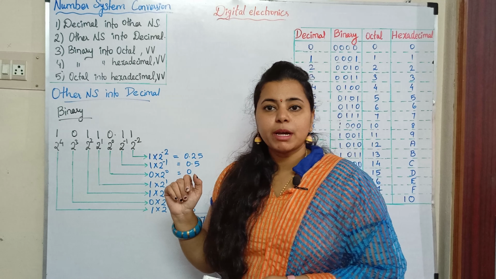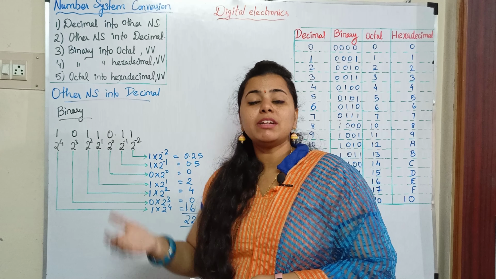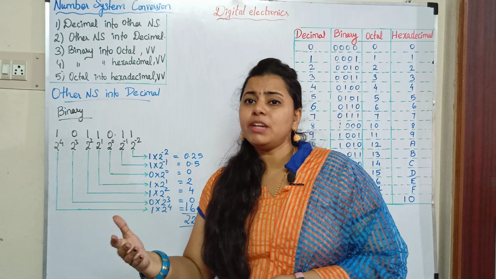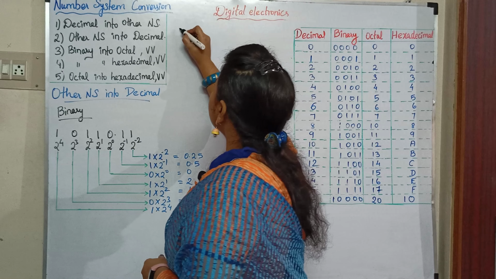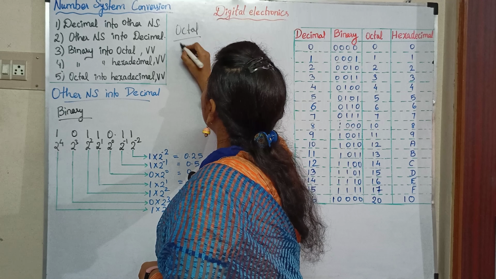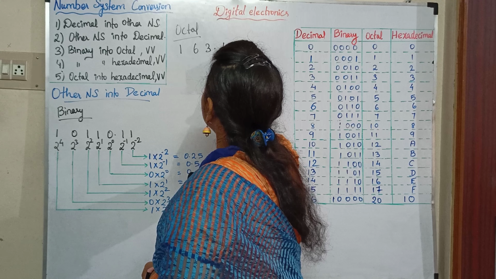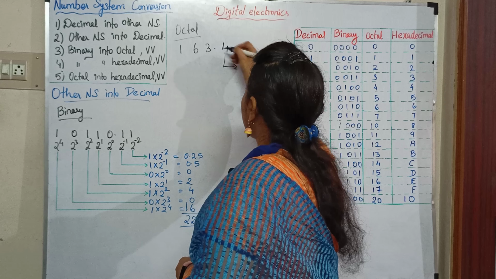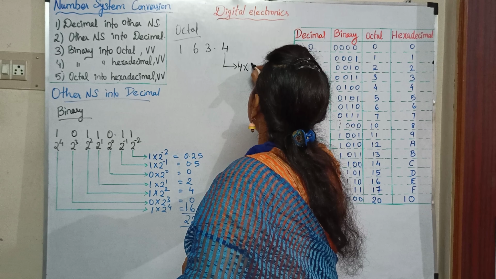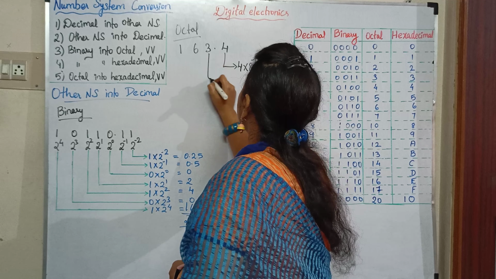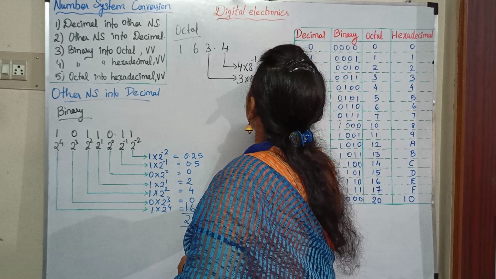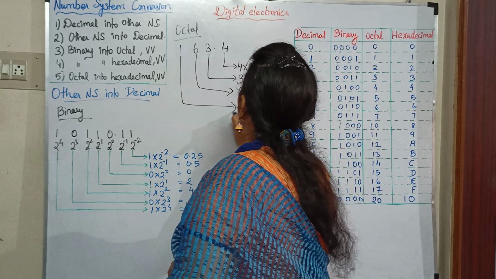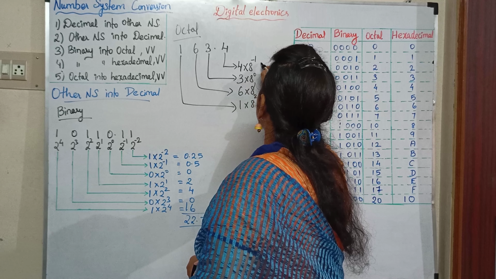This method is not only applicable for binary. To convert octal into decimal, hexadecimal into decimal, or any other number system like quaternary or ternary into decimal, you can follow this method. For example, consider the octal number 163.4. Here also you have to multiply each digit by its positional value. 4 is the fractional part; it has the positional weight 8 to the power minus 1. And 3 into 8 to the power 0, 6 into 8 to the power 1, 1 into 8 to the power 2.